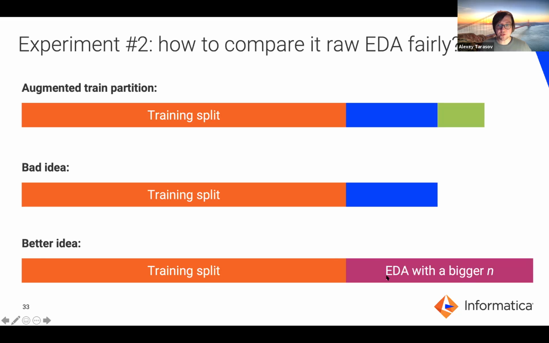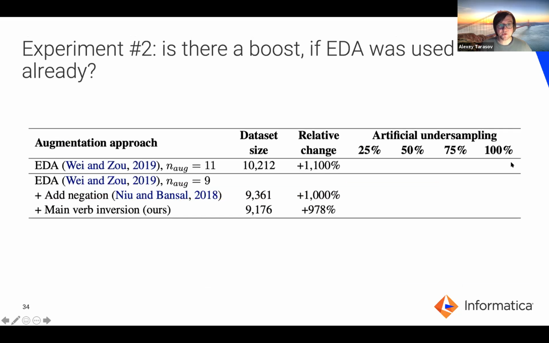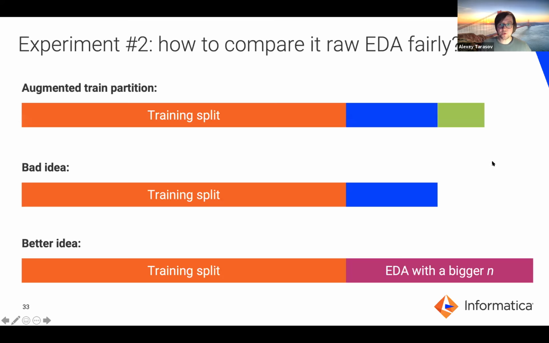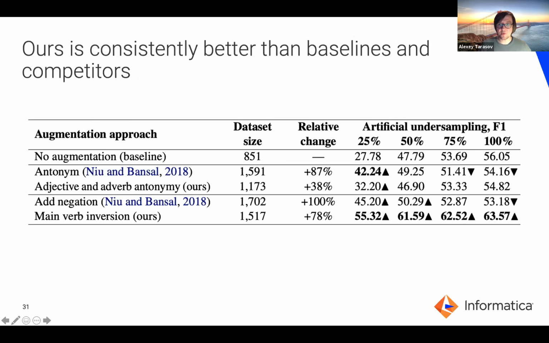We used EDA, but we used the EDA that gives us more instances so that we end up with data sets of the same size. Just to be fair, you know. So here's what happens here. We have the baseline EDA, 70%, 51. So this one was around 27 previously. This 70 was, sorry, I don't remember, was 56.